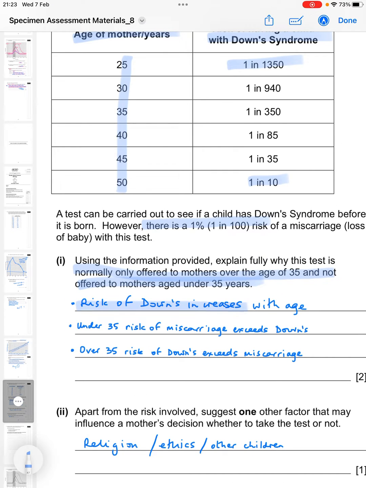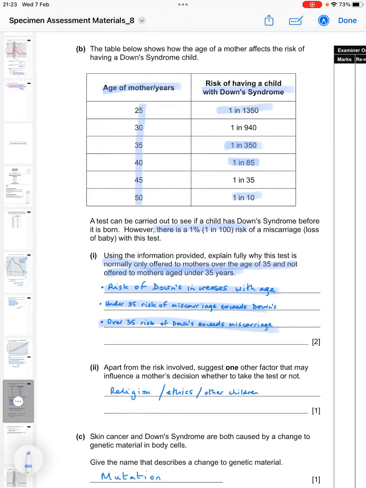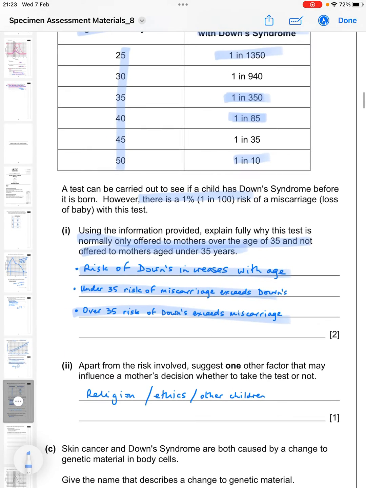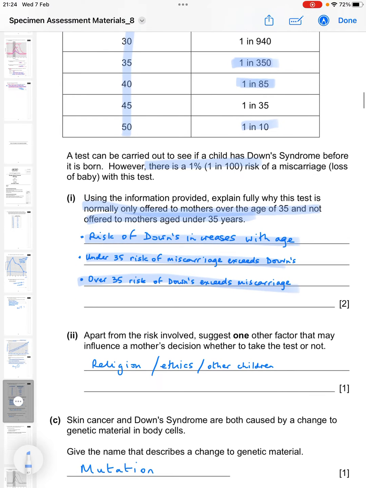So you can see from the table that the risk of Down's actually increases with age, and that means that when you're under 35, the risk of miscarriage exceeds Down's. So up to the age of 35 here, it's only a 1 in 350 risk of Down syndrome. But over the age of 35, the risk of Down syndrome exceeds the miscarriage. So it's about a balance of how much you want to take that risk of miscarriage to find out whether the child has Down's or not.